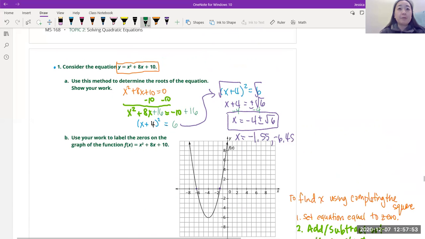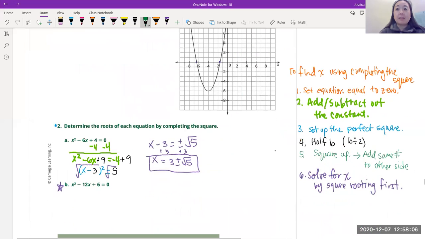And then we're going to set up the perfect square, right? And then remember half b, square up. I say square up because we're going to take the 4 and we're going to square it up here. And then we're going to add it to the other side. All right, and then simplify. Right, and that's what I wrote here. So half b, right, and then square up and then add the same number to the other side and then solve for x by square rooting first, right? Got to remember to do that.